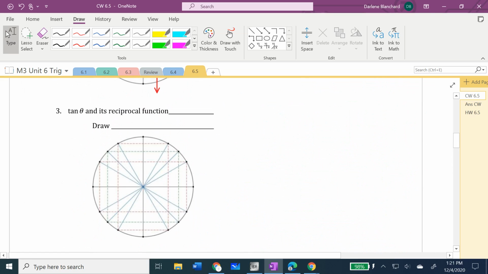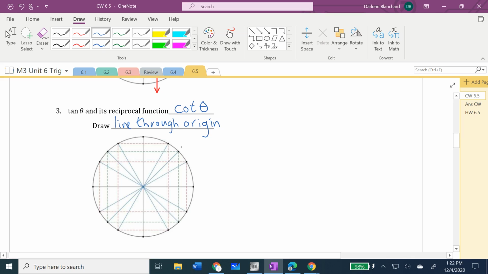Now, tangent's reciprocal function is cotangent. When you are working with tangent or cotangent, you want to draw a line through the origin. We can painstakingly go through and look at what the value of tangent is at each of these angles. I don't want to, I want to make sure that you understand what the numbers are, but I don't want to go so far that you've got it and I'm just being redundant. So let me know when I'm reaching the point of being redundant.